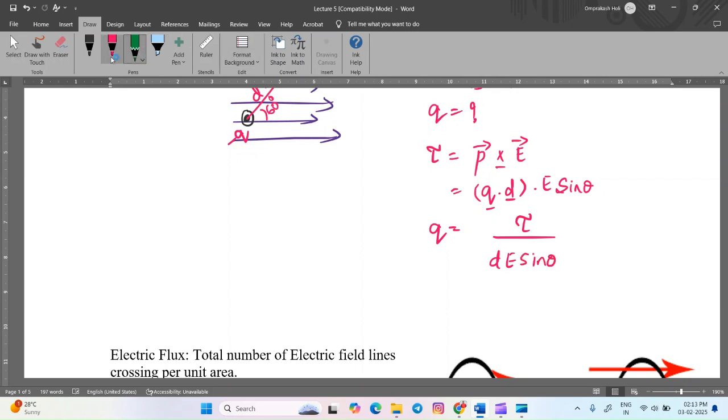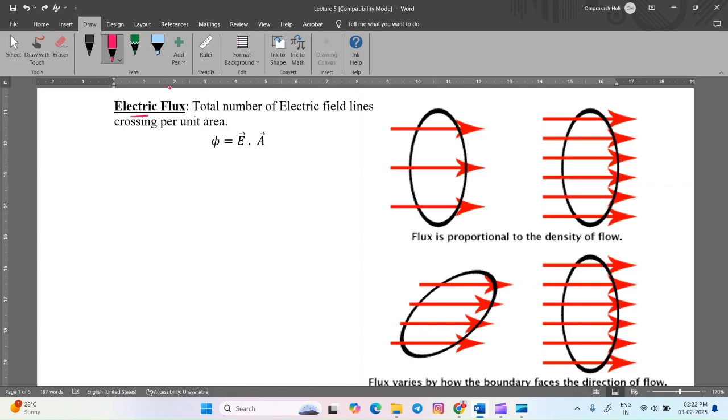If you substitute the values like this, tau is 8 root 3, d is 2 into 10 raised to the power of minus 2 because it was 2 centimeter converted into meter. E is 10 raised to the power of 5 Newton per coulomb, and theta is 60 degree. If you calculate this, q will be equal to 8 into 10 raised to the power of minus 3 coulomb.